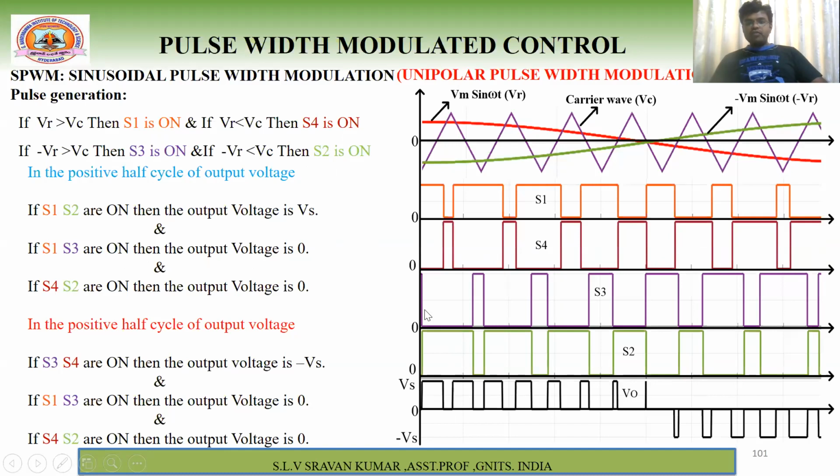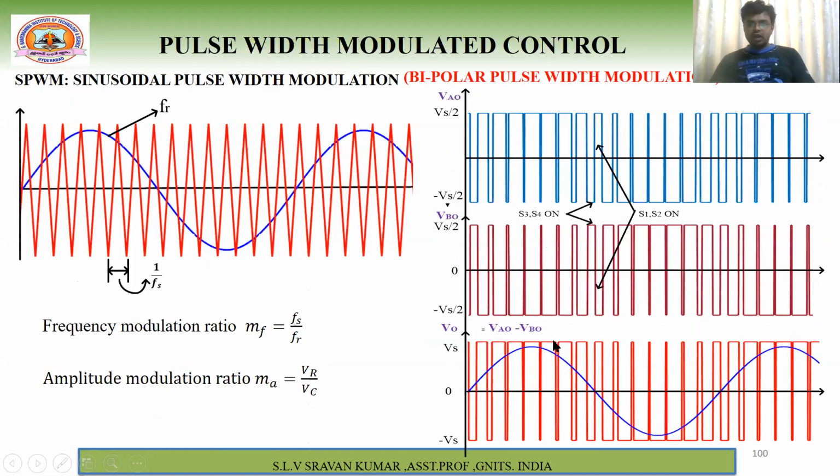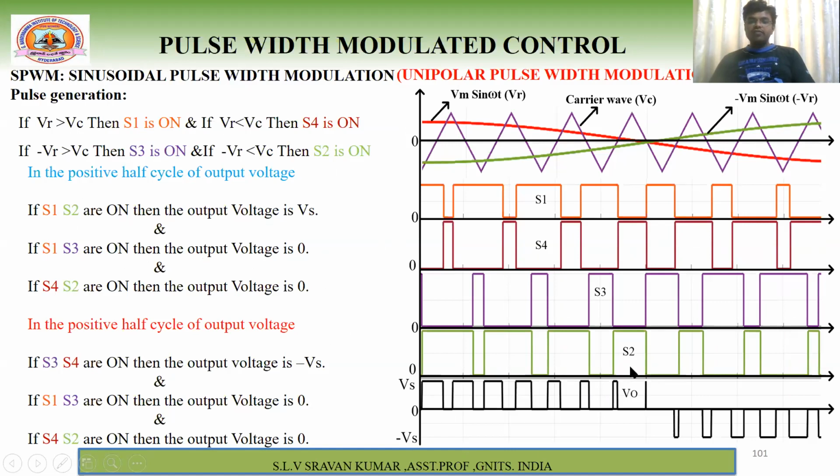Now if you observe this waveform, from 0 up to this period you are having positive output voltage, and up to here you are having negative output voltage. What is the advantage? Compared to bipolar, unipolar has a higher output voltage frequency. The switching frequency of output voltage is higher than that of bipolar. Therefore, filter size is reduced, and harmonics are also reduced. That's why in some cases we go for the unipolar concept.